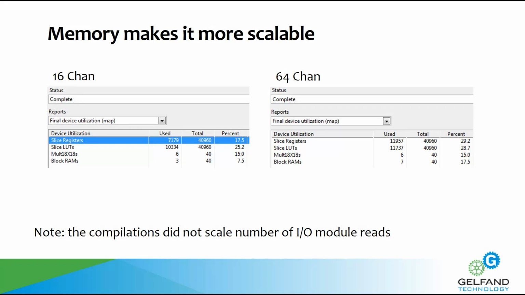Now, one thing I am going to point out is these numbers, I did not scale my I/O reads. So right now, I still have 1 channel reading into my buffer, even though I'm assuming that I can have up to 64 channels. And I'll show the numbers of when I actually add looking at 8 different I/O modules and putting all of the numbers in later on. But the key here is, is my state machine scalable? And the answer is, yeah, it's pretty scalable by switching off to memory.